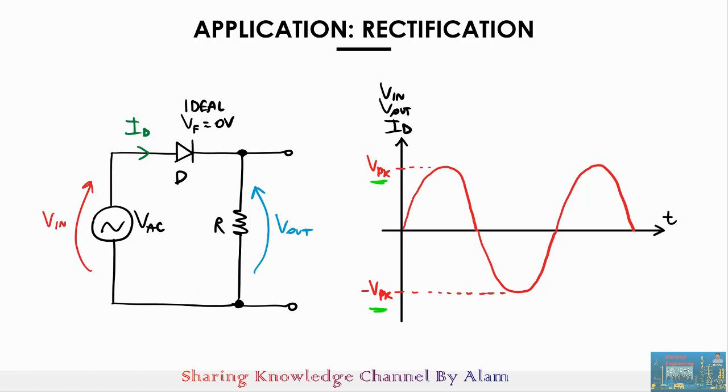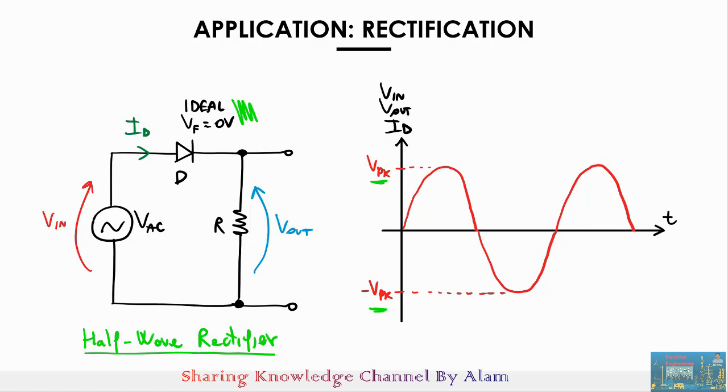We call Vout the voltage on the resistor, and we call ID the current in the diode. We also assume that the diode is ideal, meaning that its forward voltage when it's on is equal to 0 volt. This helps simplify the study. This circuit is called a half wave rectifier. And it will be easy to understand the reason for the name after we have solved the circuit.